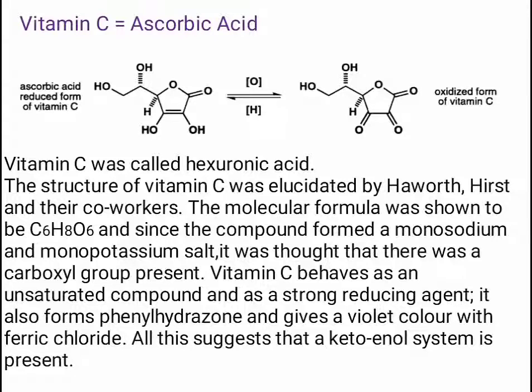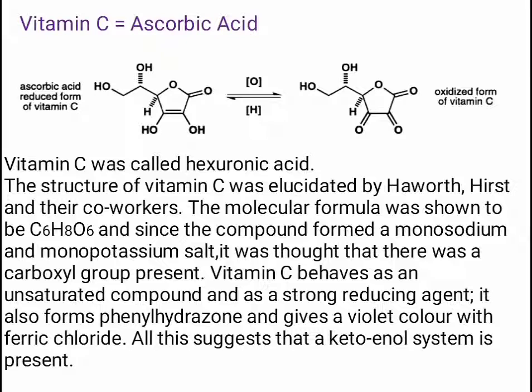Now let's come to the details of ascorbic acid, which is known as vitamin C. This is the reduced form of ascorbic acid, and this is the oxidized form of ascorbic acid. Vitamin C was called hexuronic acid. The structure of vitamin C was elucidated by Howard, Hirst and their co-workers. The molecular formula was shown to be C6H8O6, and since the compound formed a monosodium and monopotassium salt, it was thought that a carboxylic group was present.